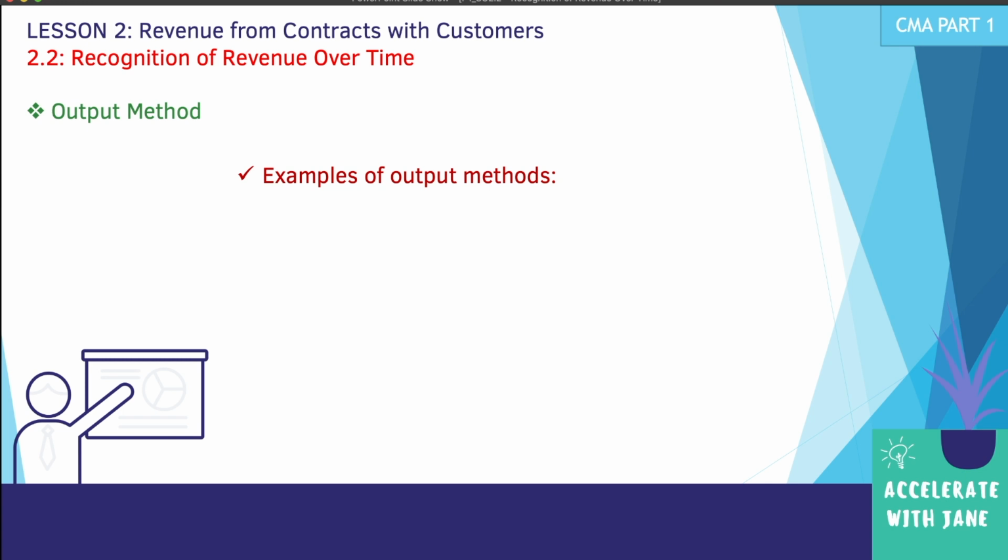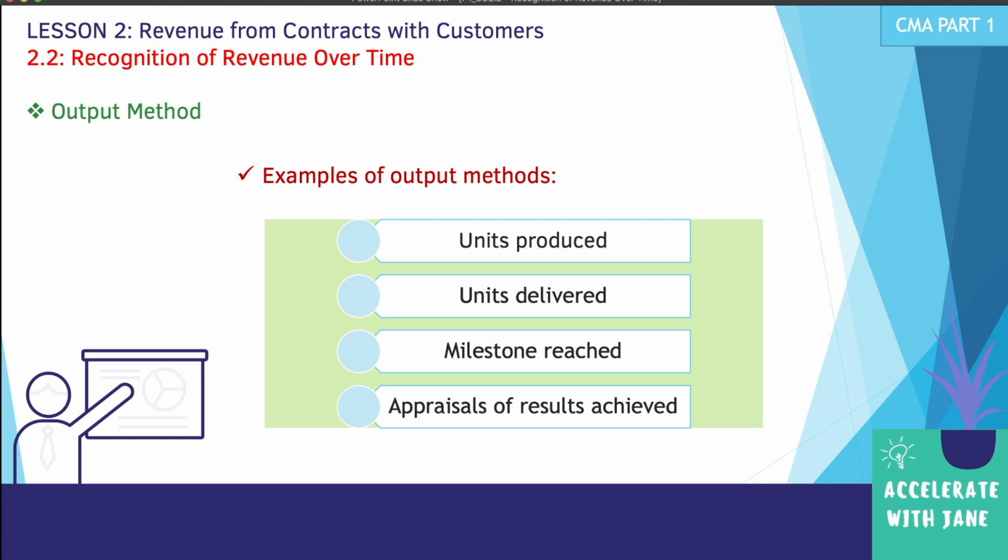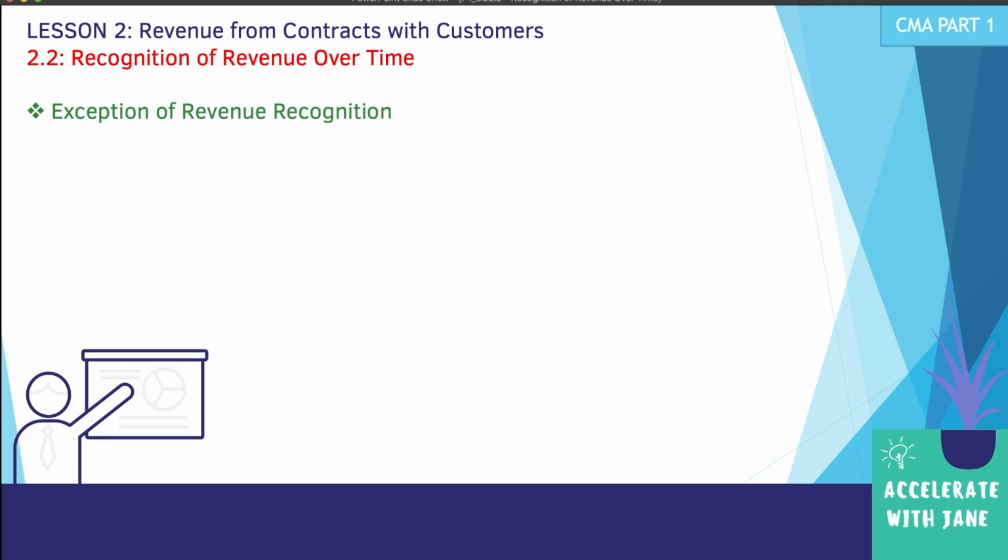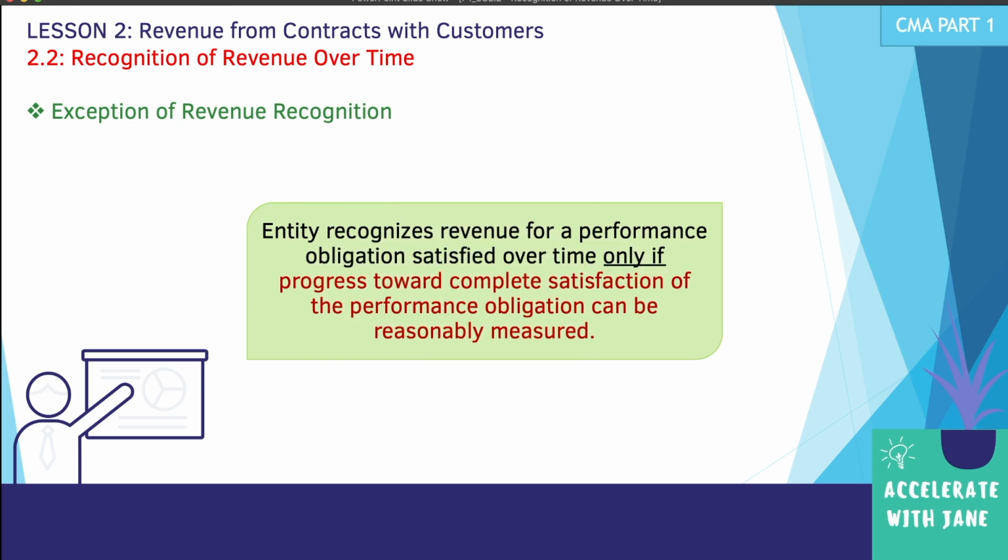So we have here examples of outputs which we can use in measuring the progress of revenue. For example, units produced, units delivered, milestones reached, appraisals of results achieved. These are just some examples of the outputs which we can actually use in measuring the completed progress. Of course, we can have exceptions on when we can recognize revenue over time. An entity recognizes revenue for a performance obligation satisfied over time, take note, only if progress toward complete satisfaction of the performance obligation can be reasonably measured. So it's only if it can be reasonably measured.